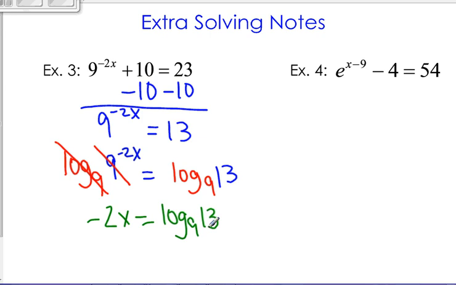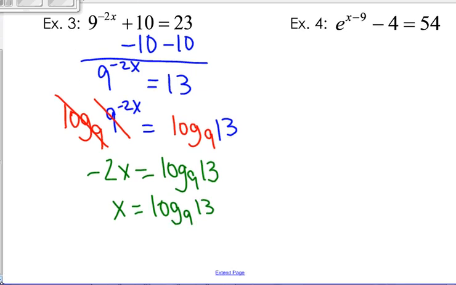Be careful, the 13 is not an exponential of the log, okay? It is just log base 9 of 13, so they should be written on the same line. And then lastly, we're going to divide by that negative 2. So our answer would be log base 9 of 13 divided by negative 2.